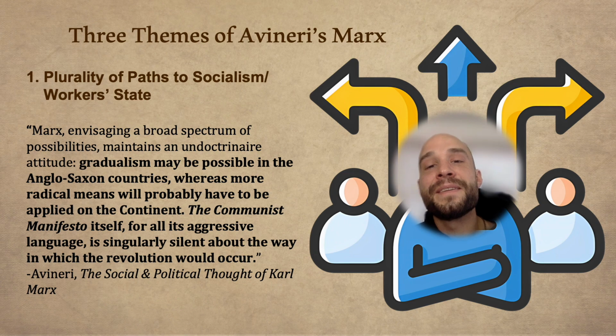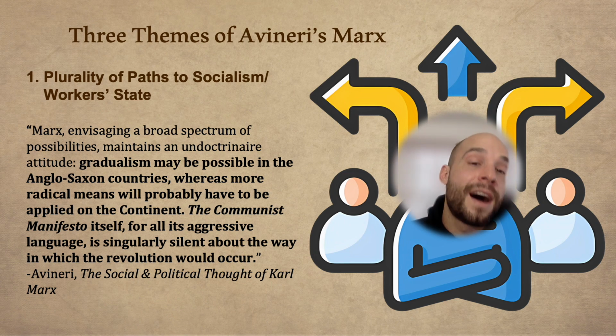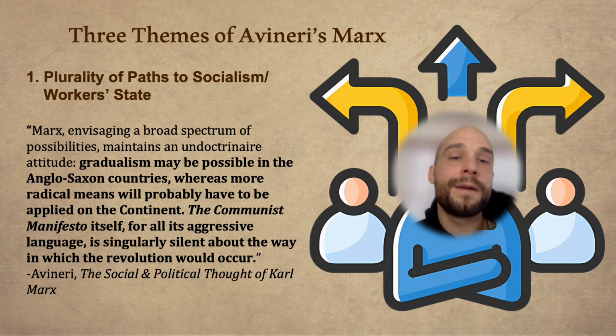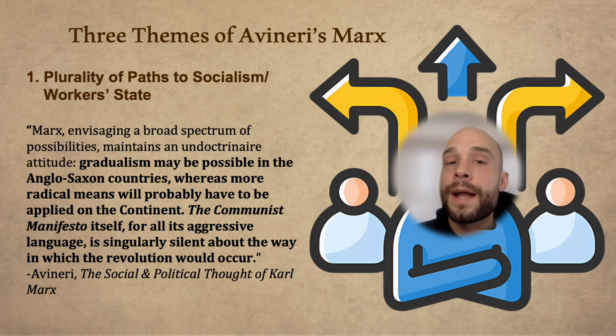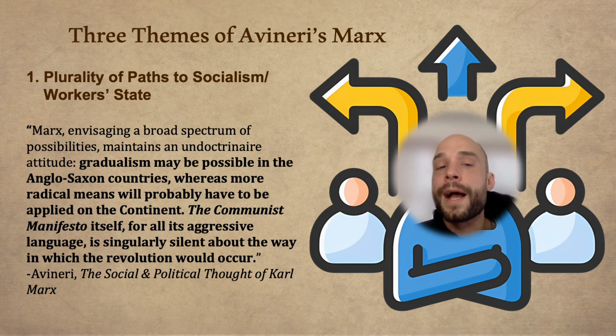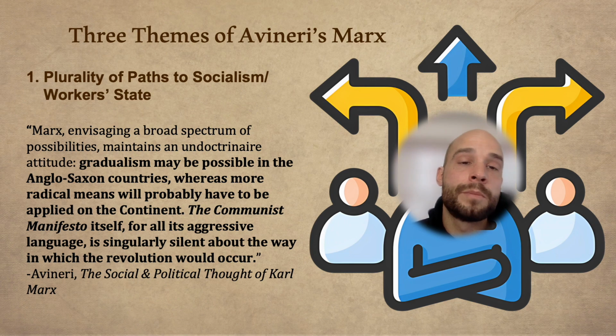First, it makes clear that Avineri's Marx does not offer a single fixed model of transition. There is no universal blueprint for how a worker state comes into being. Instead, Marx, on Avineri's reading, starts from historical and institutional contexts. In societies with more developed political institutions, legal systems, and democratic traditions, what Avineri calls the Anglo-Saxon countries, a more gradual, parliamentary, and institutional route may not only be possible but preferable.